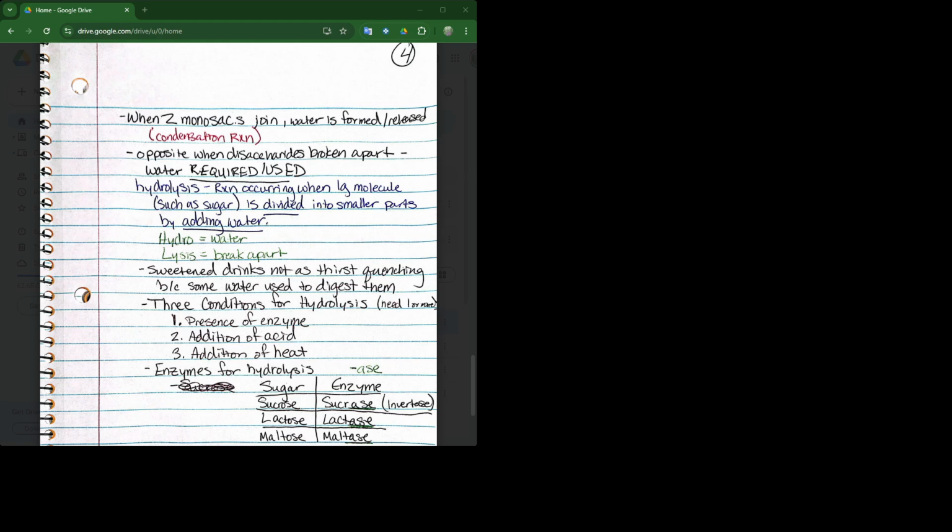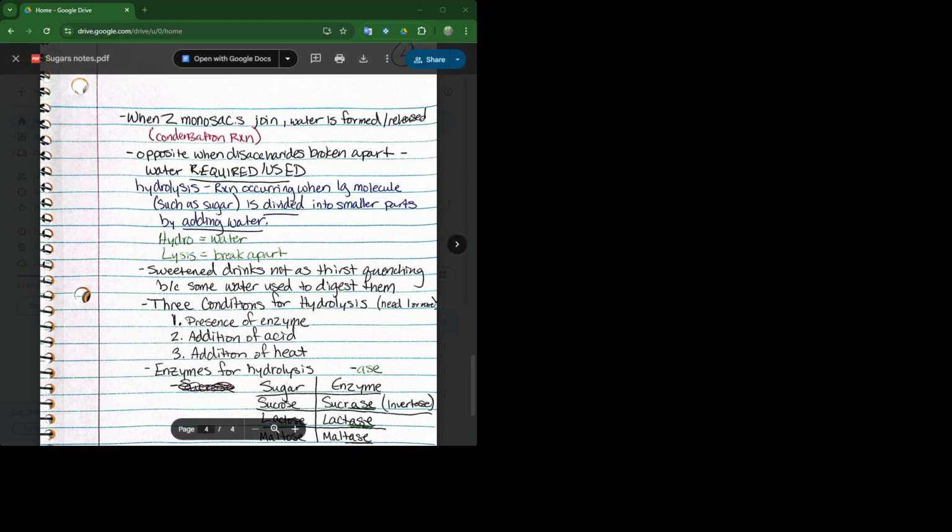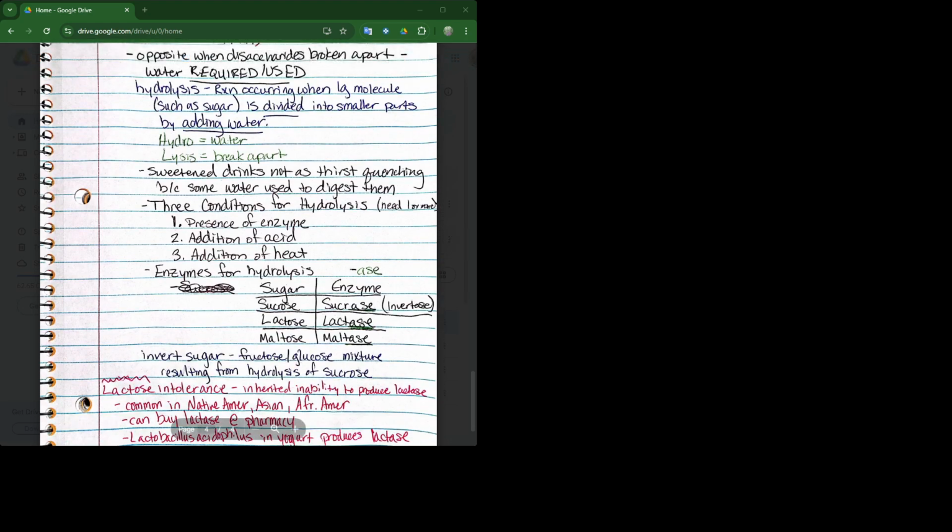And I don't want to make myself think, reading back my notes, that I need all three conditions to be met. So one, presence of enzyme. Two, addition of acid. Three, addition of heat.